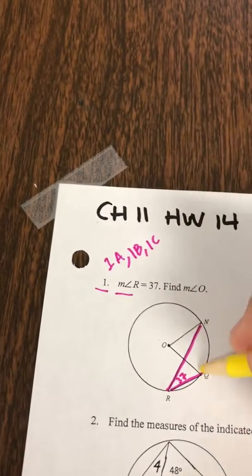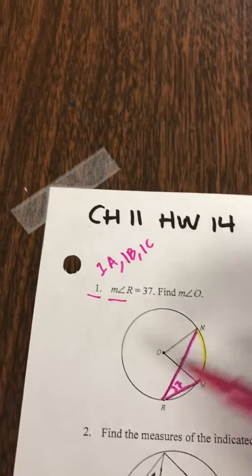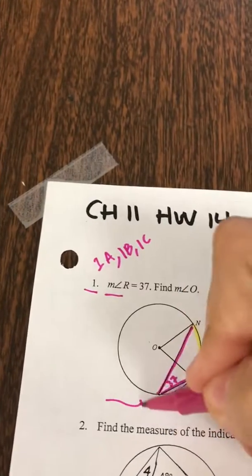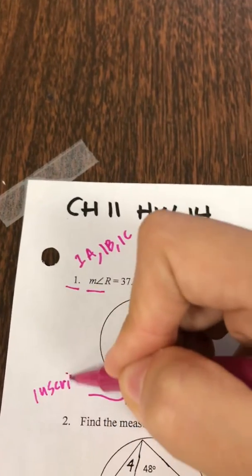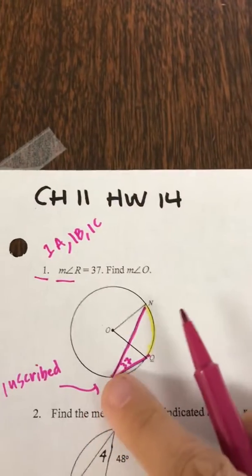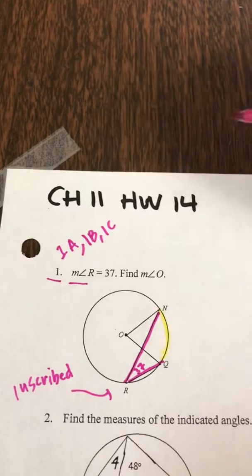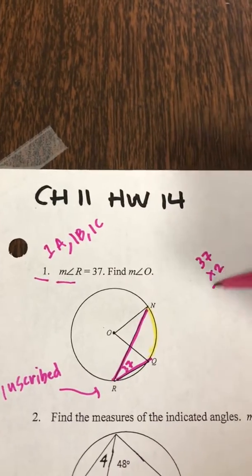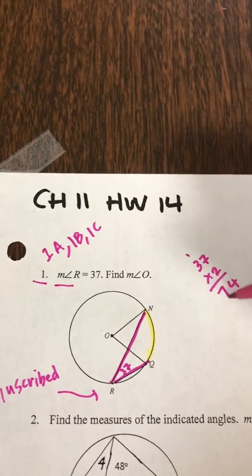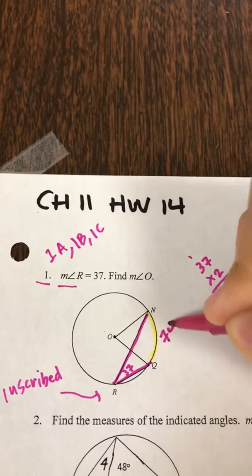So we notice that angle R is an inscribed angle. Inscribed, it's the tip of the cone. If it's on the circle, it's the tip of a cone, and we know the tip of the cone is half the snow. So we know that the snow is 74.